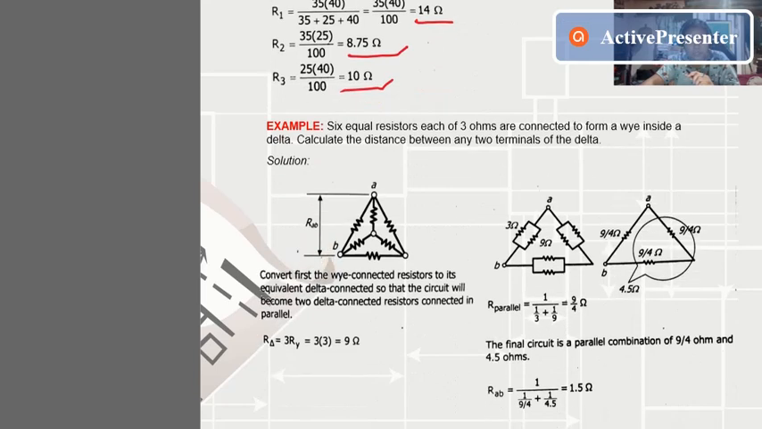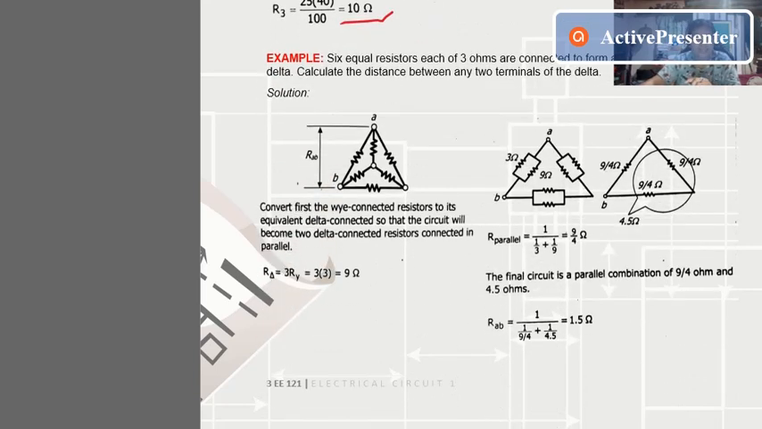So proceed for our example number 2. So we have here 6 equal resistors, each of 3 ohms, connected to form a Y inside a delta. Calculate the resistance between any two terminals of the delta. So giingon na siya 6 equal resistors. So diba sa note na to ganina nga if 3 equal resistors, we need to multiply lang. R delta is equal to 3 RY, which is ang atong given nga resistor is 3 ohms. So therefore, our answer is 9 ohms.